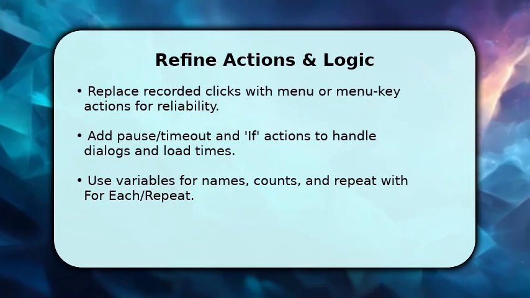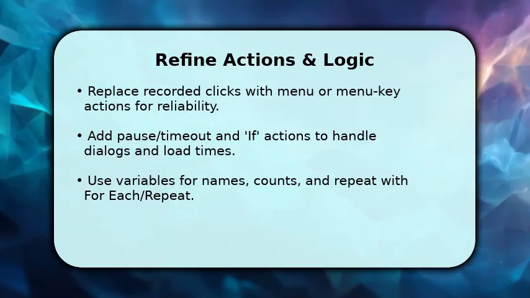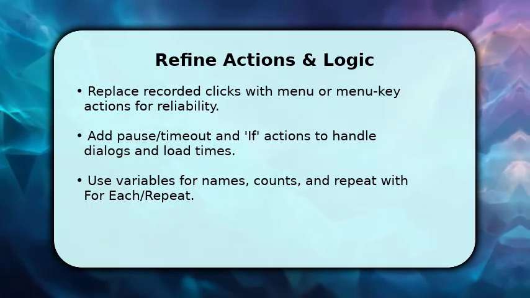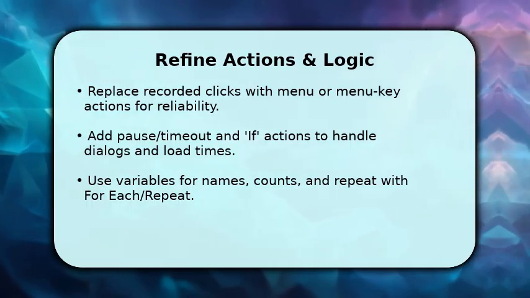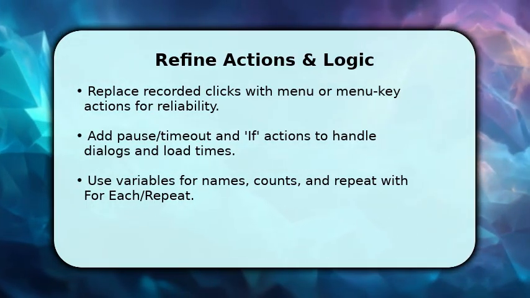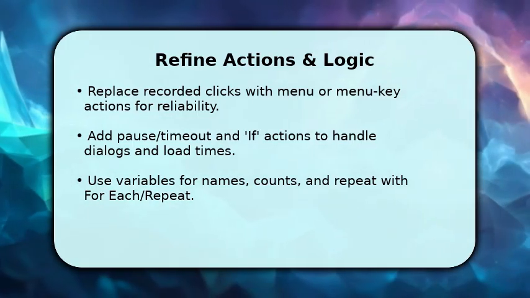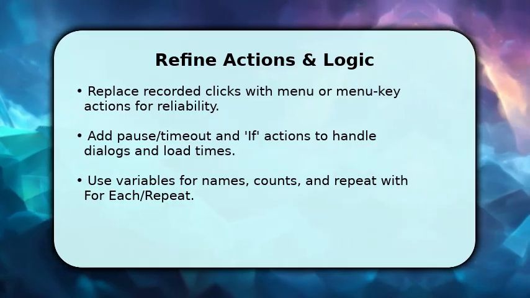Now you refine the raw recording into robust automation. Replace fragile clicks with menu commands or keyboard shortcuts to reduce brittleness, and insert short pauses or timeouts to accommodate Studio loading. Add conditional checks. If a dialog appears, close or proceed, so your macro adapts.